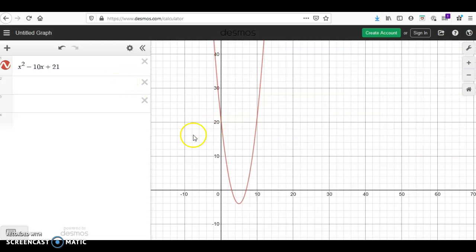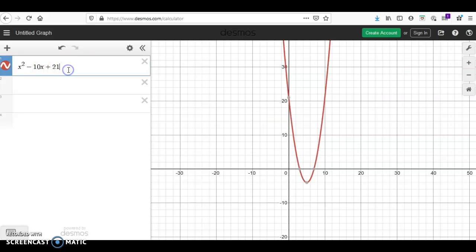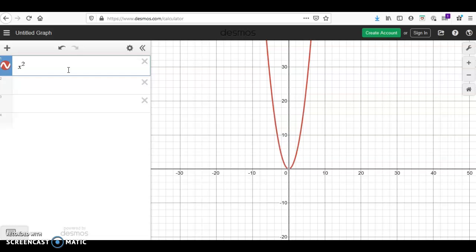You will learn lots more things about parabolas and how different things shift parabolas later on, but that will do it for now.